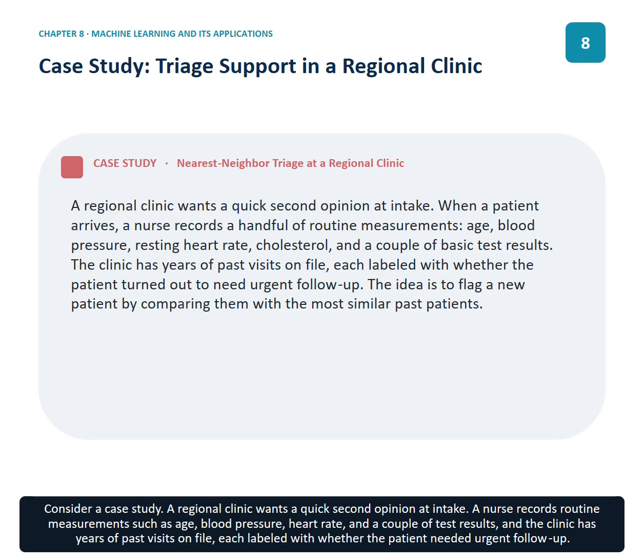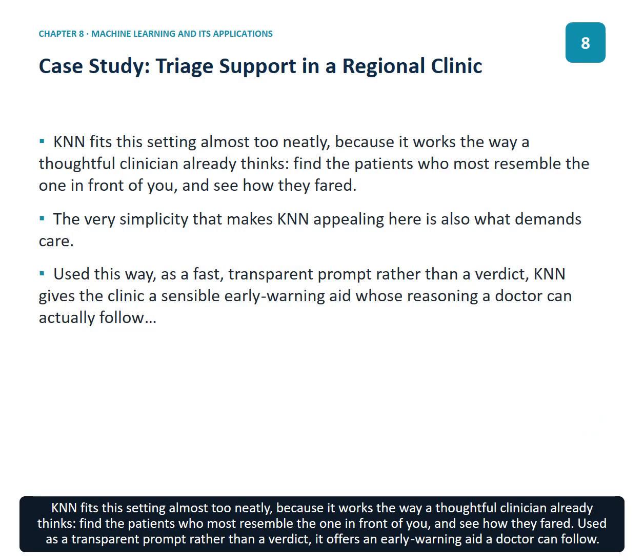A regional clinic wants a quick second opinion at intake. A nurse records routine measurements such as age, blood pressure, heart rate, and a couple of test results, and the clinic has years of past visits on file, each labeled with whether the patient needed urgent follow-up. KNN fits this setting almost too neatly because it works the way a thoughtful clinician already thinks. Find the patients who most resemble the one in front of you and see how they fared. Used as a transparent prompt rather than a verdict, it offers an early warning aid a doctor can follow.